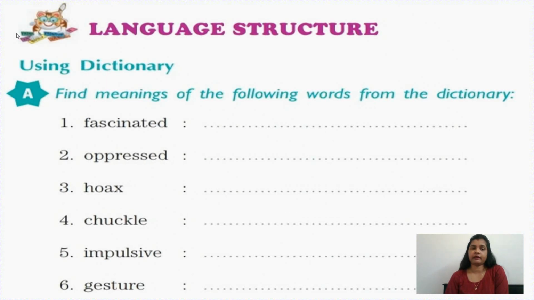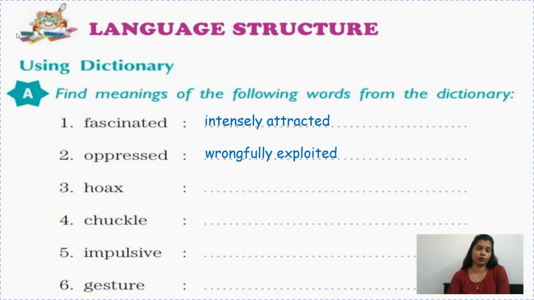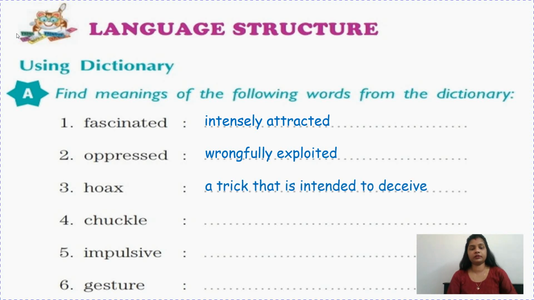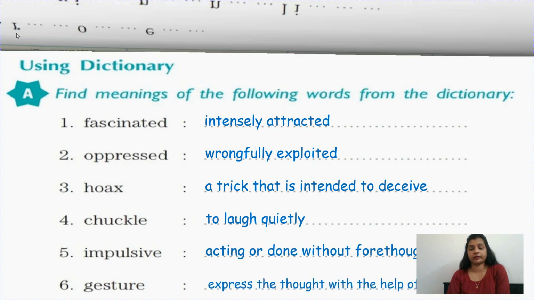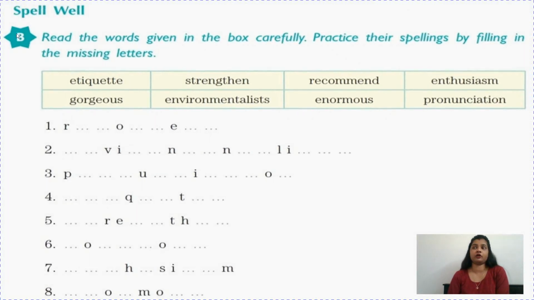Now, number A. Find meanings of the following words from the dictionary. Fascinated means intensely attracted. Oppressed means wrongfully exploited. Hoax means a trick that is intended to deceive. Chuckle means to laugh quietly. Impulsive, acting or done without forethought. Forethought means without thinking. Gesture means express the thought with the help of body movement. Whenever we speak something or try to explain you something, we use our hands, so that is gesture.